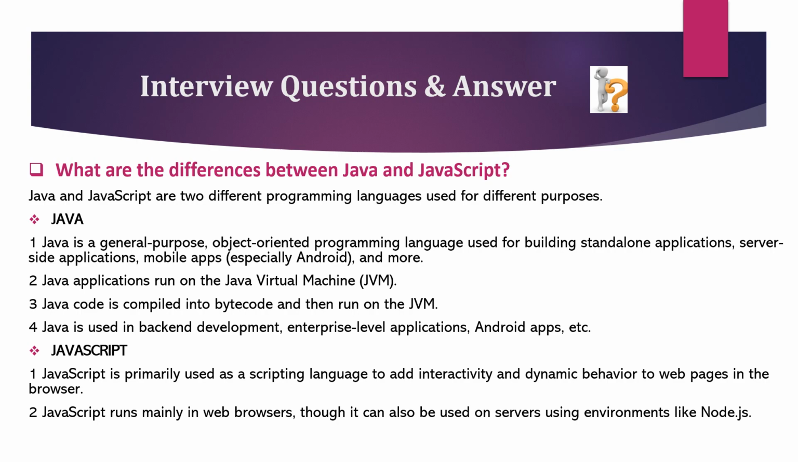JavaScript is primarily used as a scripting language to add interactive and dynamic behavior to web pages in the browser. JavaScript runs mainly in the web browser, though it can also be used on servers using environments like Node.js.